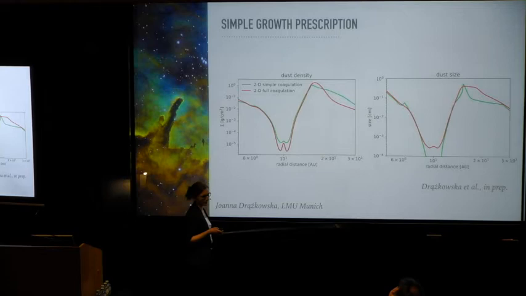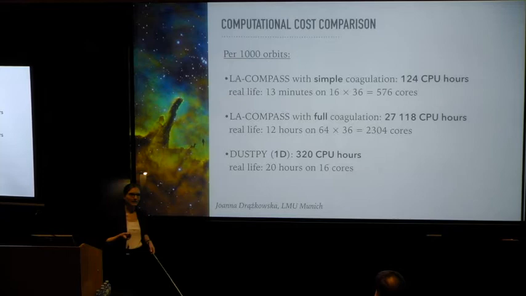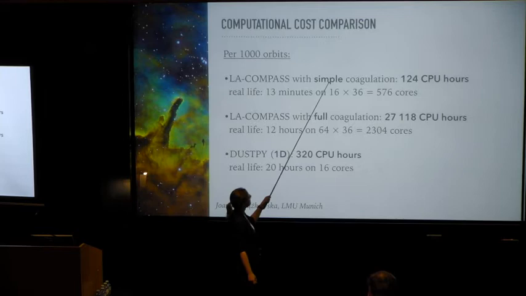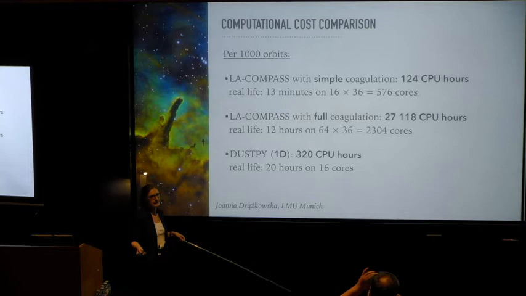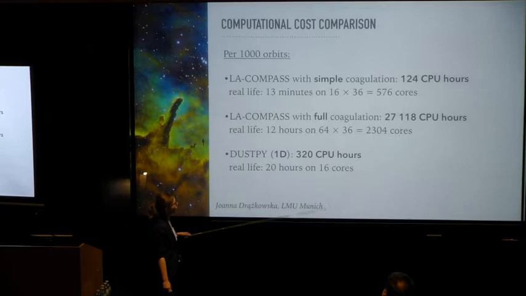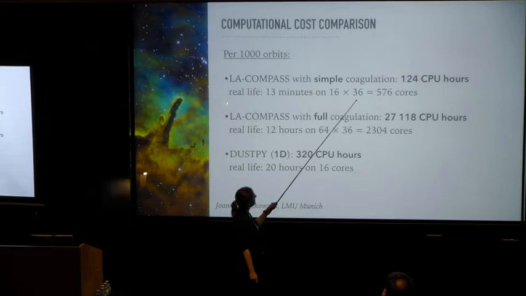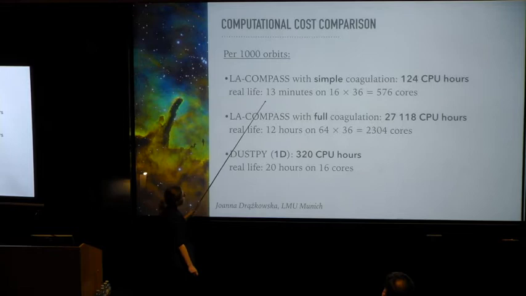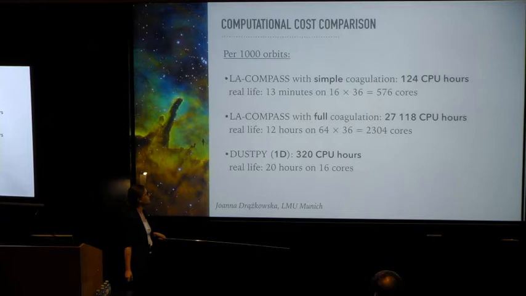And now the computational slide: how expensive is exactly including dust coagulation? The simple method is basically as expensive as just doing single fluid, so fixed size single fluid, which for LA Compass, for the Los Alamos cluster on which I am running, which has 36 cores per node, is something like 124 CPU hours, which in real life is 13 minutes on a relatively small size simulation for Los Alamos standards.